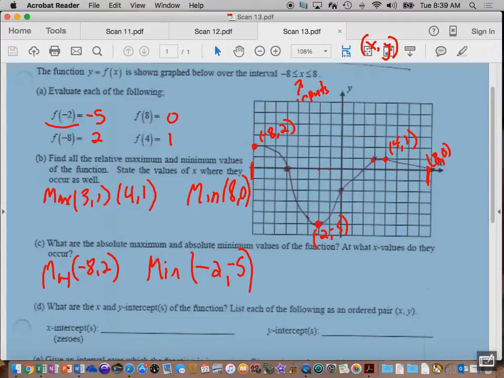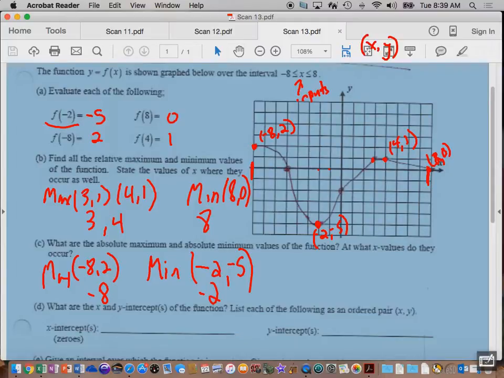Anthony? Why did you write the coordinates instead of just x equals -8? Oh, I'm sorry. It does say state the values of x. So then it would be 3, 4, 8, -8, and -2. I didn't see that part about state the values. Okay, so that's all you write? Yeah, if it says state the values, you just have to put the x values.